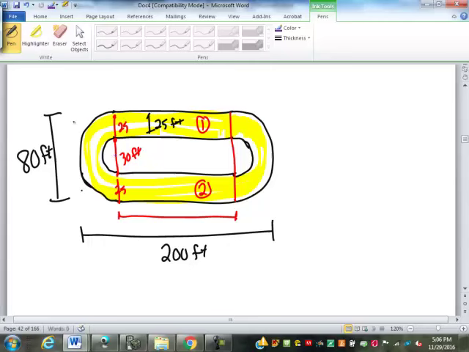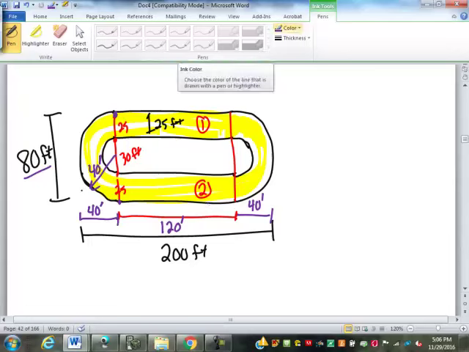Well, if this is 80, right? That's my diameter from here to here. What's the radius of the circle? 40. So that means from here to here is 40 feet. From here to here is also 40 feet, which makes this 120 feet. Does that make sense? Whenever you have a circle, your radius goes in every direction. So if you know the diameter or radius in one direction, you know the radius in the other directions as well.